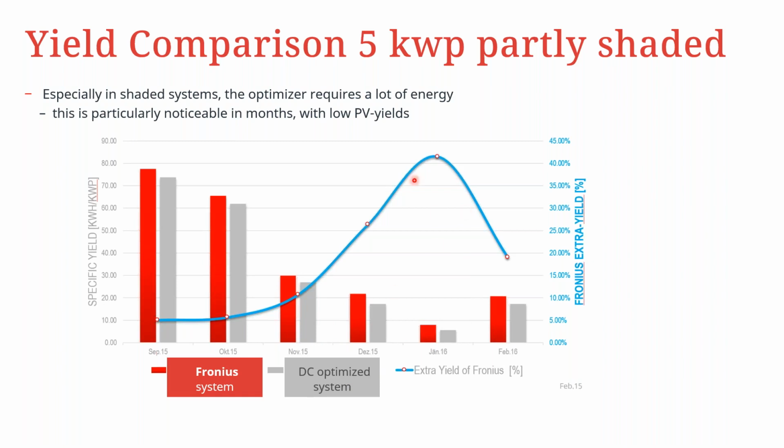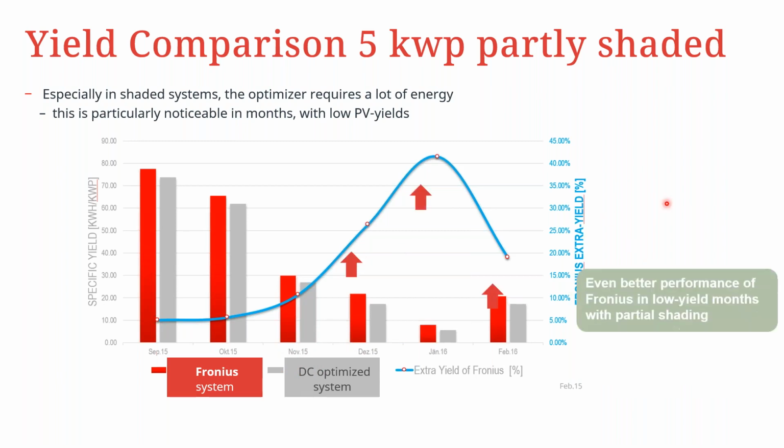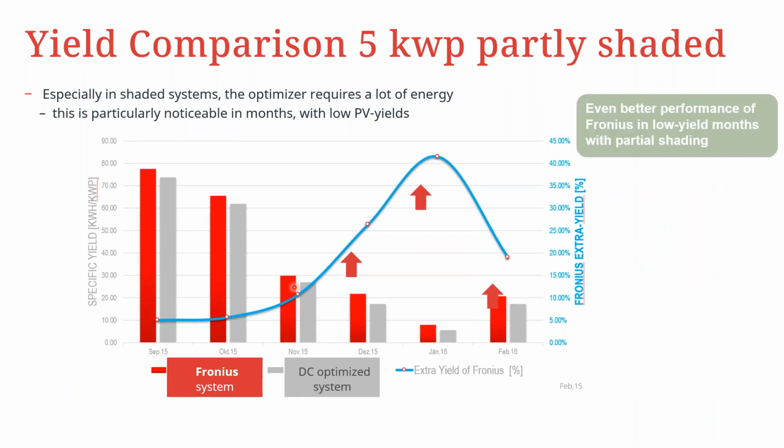One of the reasons is that during low irradiation levels, the DC optimized systems do require quite a bit of power, or they consume quite a bit of power that is generated by the modules, and therefore the reason for this high deviation. So we can see also in partly shaded conditions that the DC optimized system does not offer any advantage, and therefore we can see that we have an even better performance with the Fronius dynamic peak manager integrated.